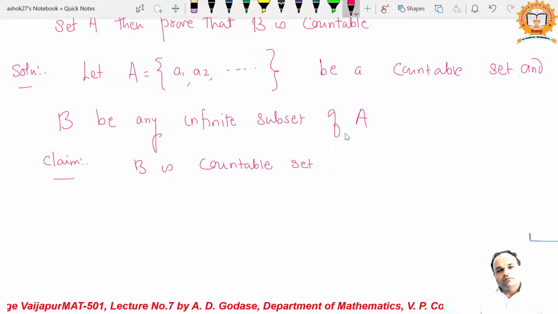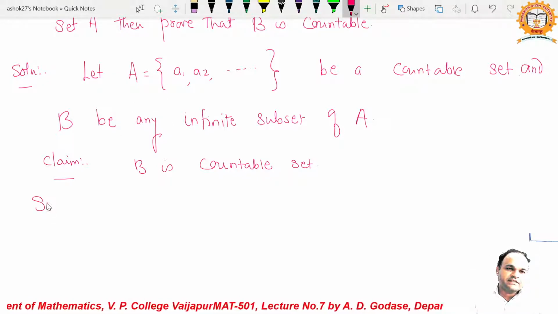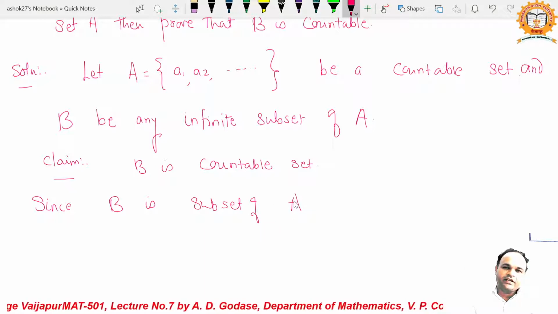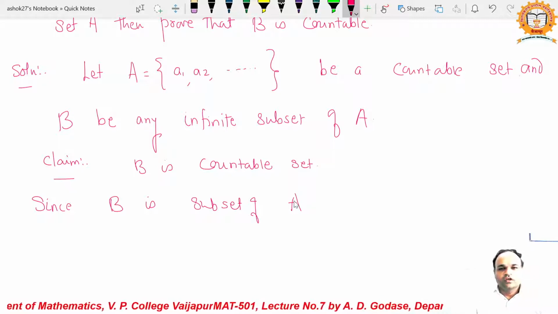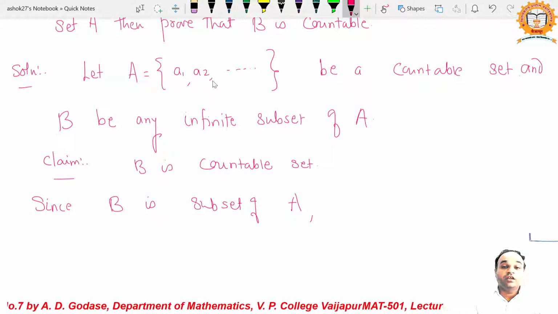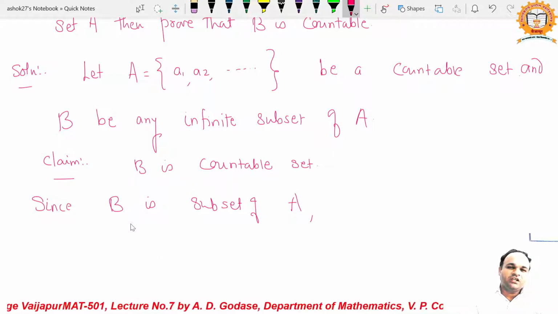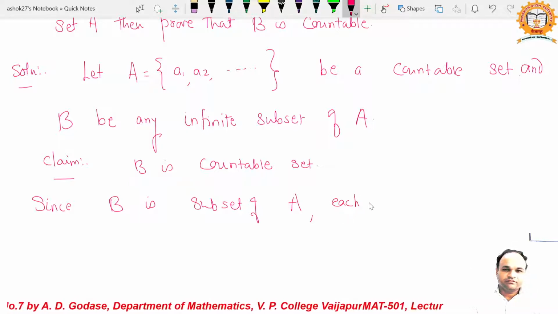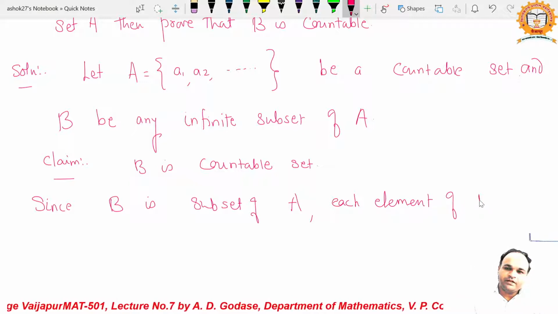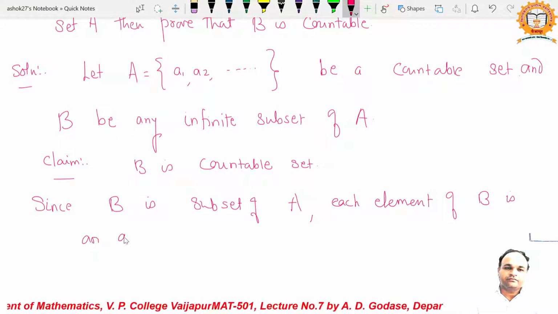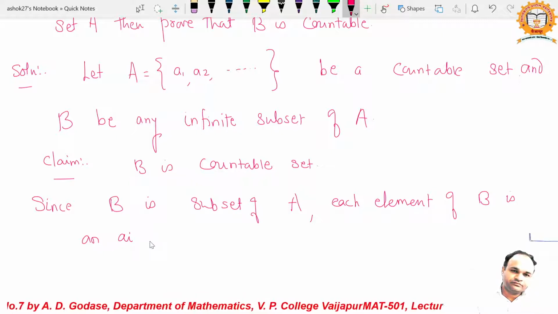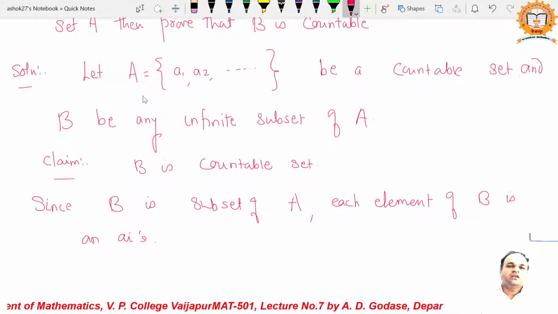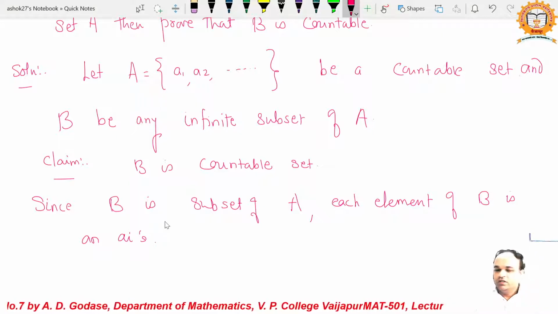Surely capital B is a subset of A. Since B is a subset of A, each element of capital B will be in the form of the A_i's. A1, A2, A3 are the elements of A, so all elements of B will be elements of A. That implies each element of capital B is some A_i. So the elements of B will again be small a's, and I am choosing them one by one.